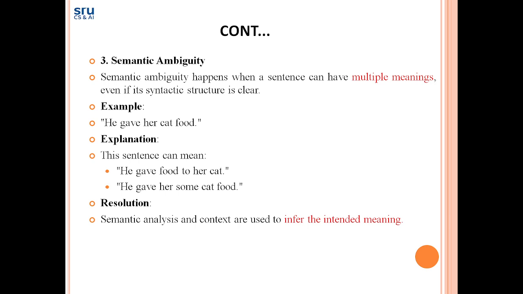Semantic ambiguity, here a sentence has multiple meanings. Example, he gave her cat food. What does this sentence mean? He gave food to her cat. The next meaning here, he gave her some cat food. Resolution: semantic analysis and context are used to infer the intended meaning.